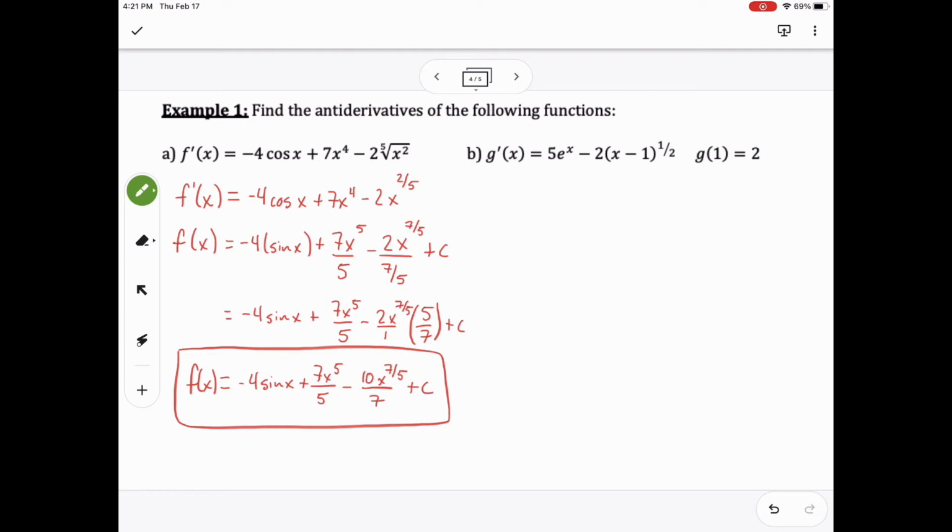Now, letter B, this one has an extra piece of information saying that at x equals 1, we know that y is equal to 2.